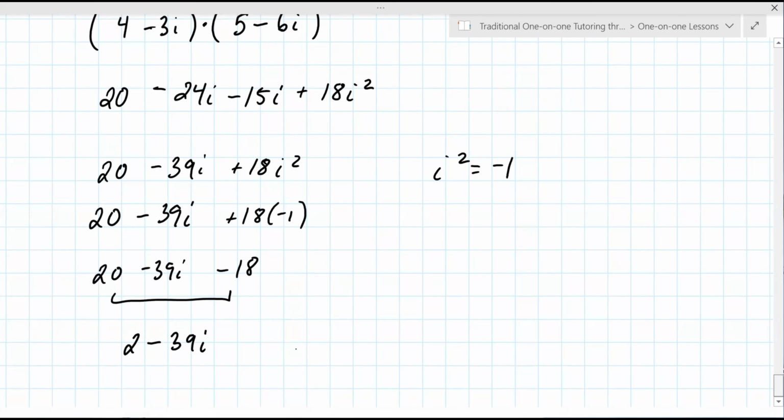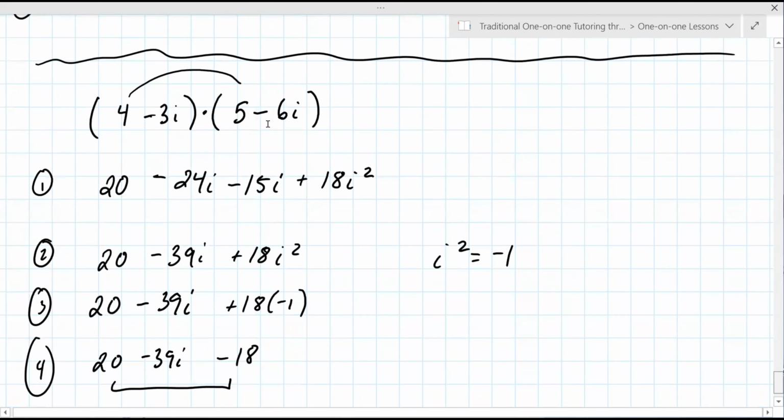Yep. You got it? Nope. Oh, what did I do wrong this time? So where was your mistake? If it was at line 1, line 2? It was line 1. I put a negative 18 instead of a positive. Okay.